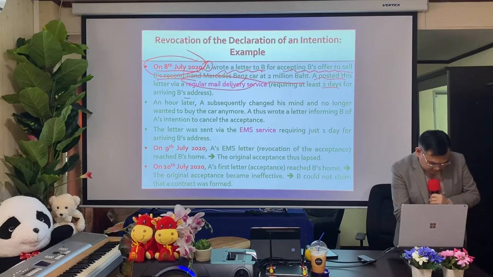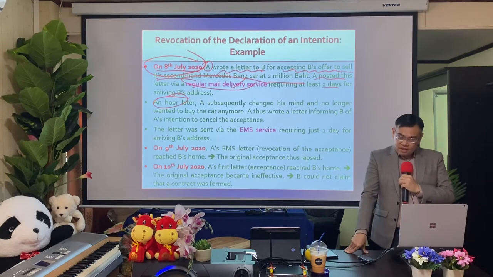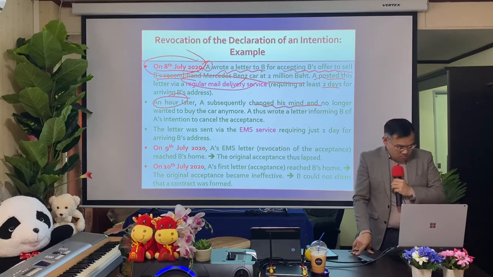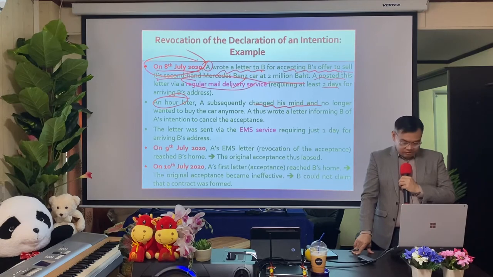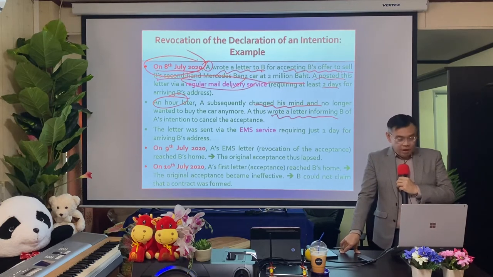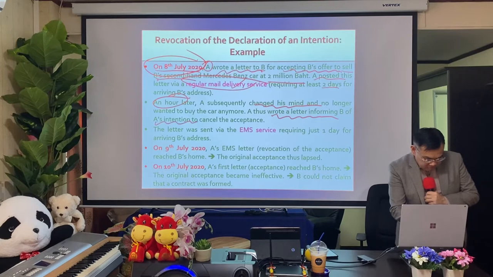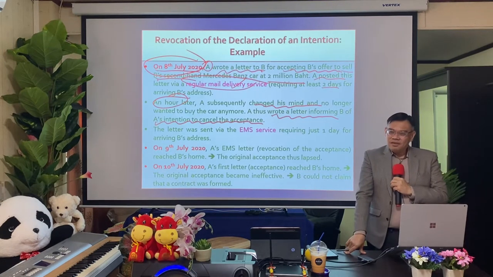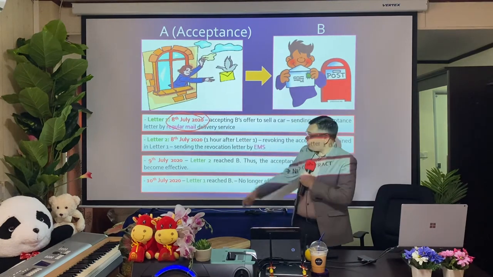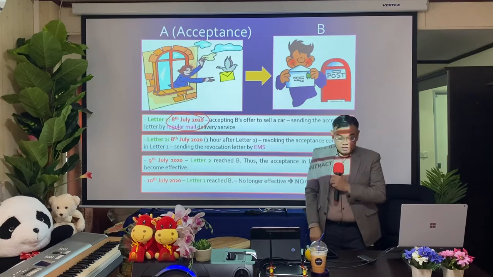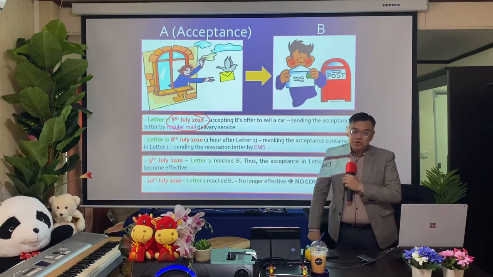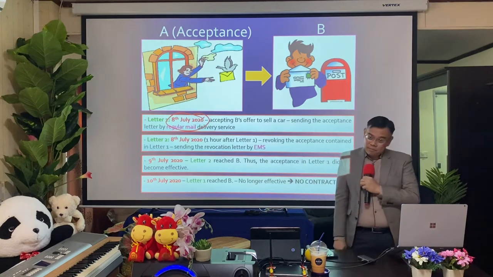After just an hour, A regretted that acceptance. So A wanted to change his mind. He changed his mind, he did not want to buy the car anymore. So he could do this, and he did so. He just wrote a letter to tell B that no, he didn't want to buy the car anymore. This is A's intention to cancel the acceptance. So in this case, you can see that A has already sent this letter, which would be expected to reach B in a few days' time, because it was posted through the regular mail delivery service.